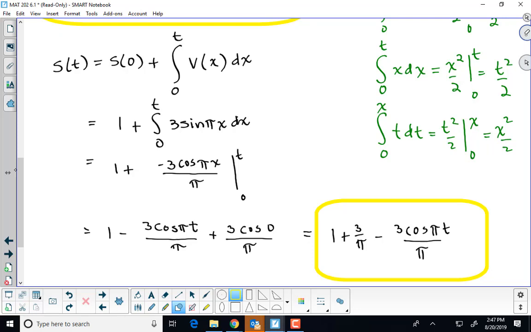Can you explain why the second term, the 3 cosine 0, there's no pi? Right here? Yeah. Why there's no pi? Okay, so we're plugging in x equals 0. So it's cosine of pi times 0. So we could put a pi times 0, but we know that pi times 0 is still 0. Does that make sense?